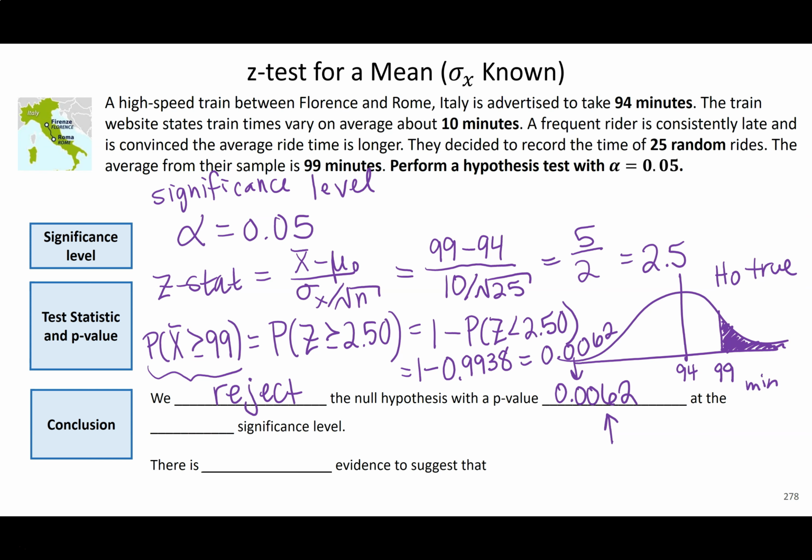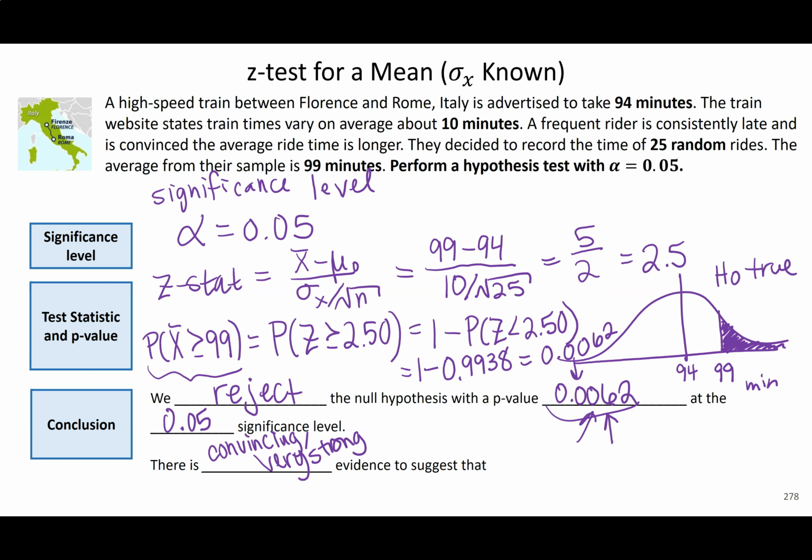So we reject the null hypothesis with a p-value of 0.0062 at the 0.05 significance level. So here you could say there is convincing, very strong is okay as well.